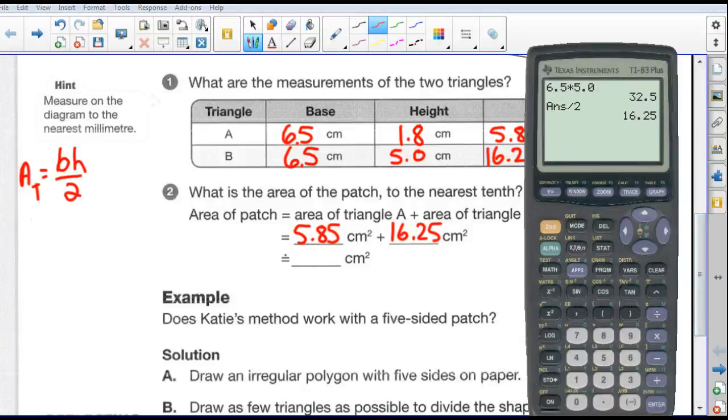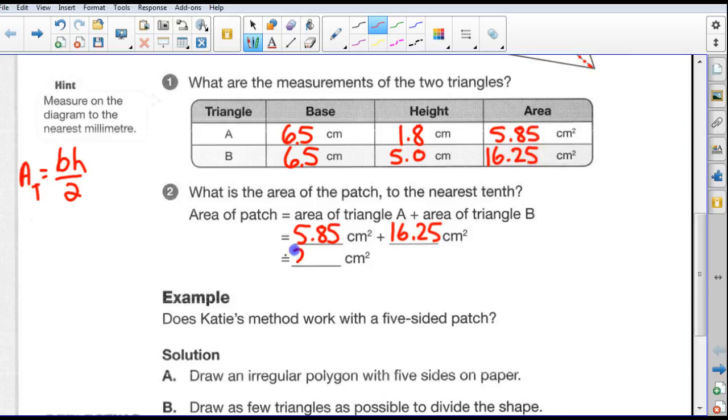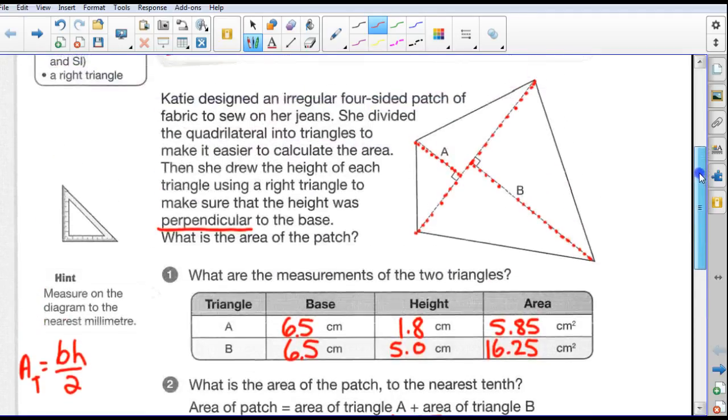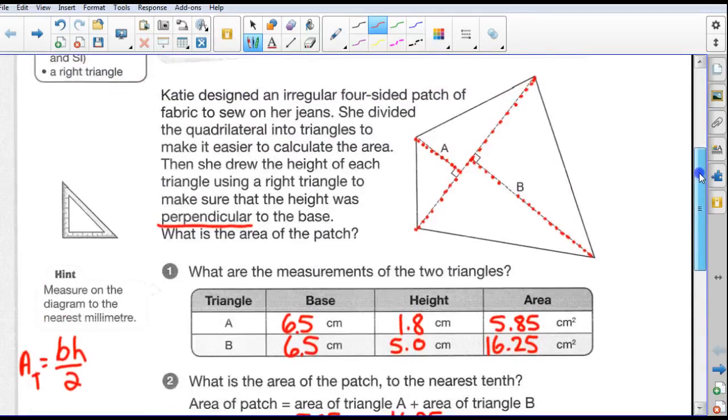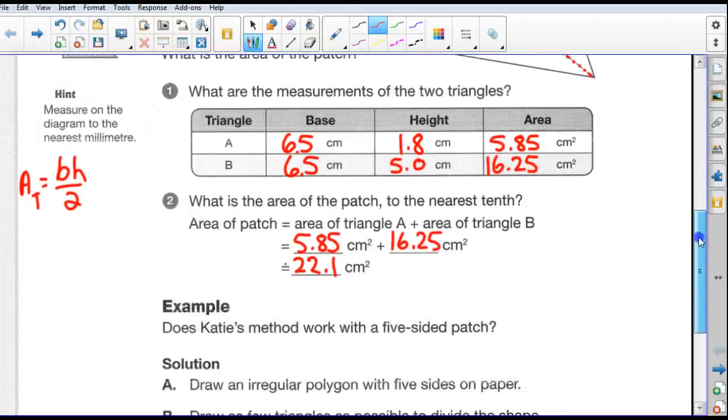So I'm going to add those numbers together. I have 16.25 already in my calculator. I'm going to add 5.85 to that. I get an answer of 22.1. Well, that was easy. It's already rounded to the nearest tenth. So 22.1 centimeters squared is the area for that irregular polygon, that quadrilateral.